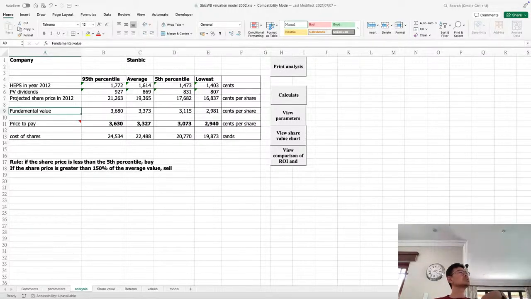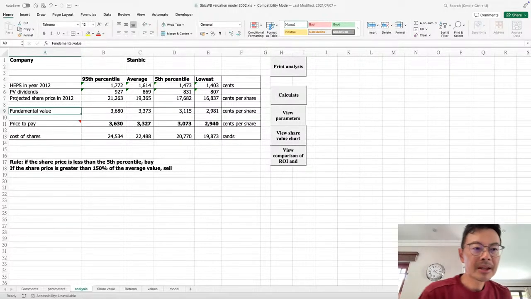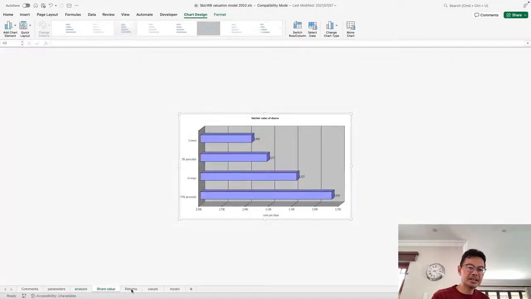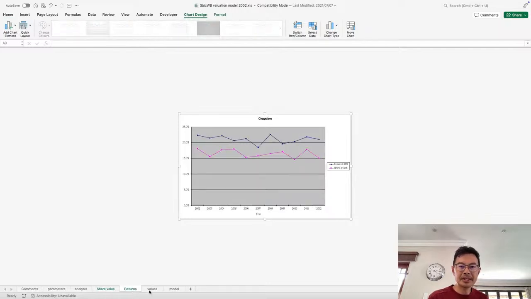So I say, okay, if I were to receive the dividends over the next 10 years, and assuming a certain share price in 10 years' time, and then discounted back to now using the discount rate of 10%, what would be the fundamental value? Based on that, it gives you the price to pay, ranging from 29 rand to 36 rand, and how much we should be paying under different scenarios. Okay, so that's that, and then this is a share value chart, from the lowest to the 95th percentile. Then here are the returns.